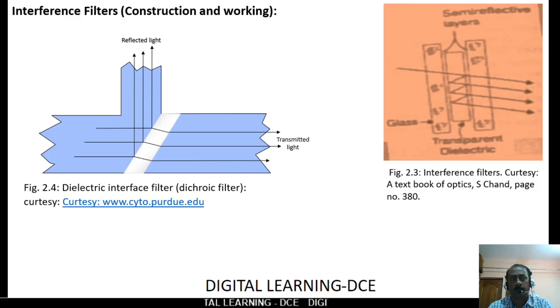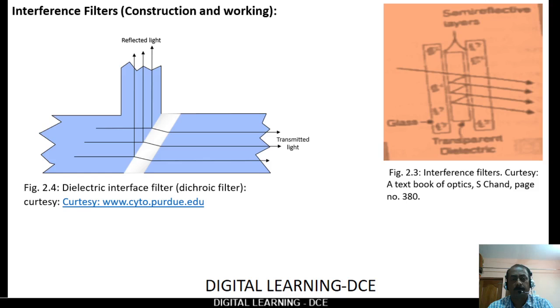When t is reduced, the maxima become widely spaced. For an air film, the refractive index is equal to 1. When t is kept between 2 into 10 raised to minus 7 meter and 6 into 10 raised to minus 7 meter, it is easily seen that the film transmits only one maximum in the visible region.